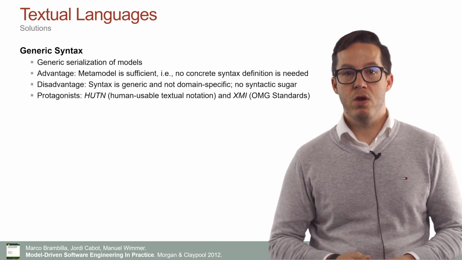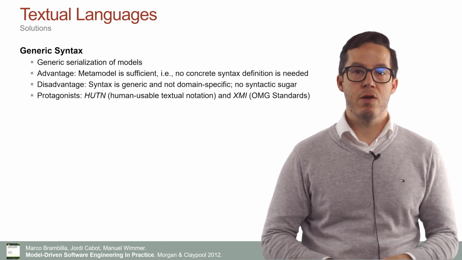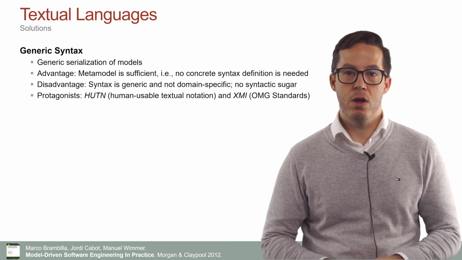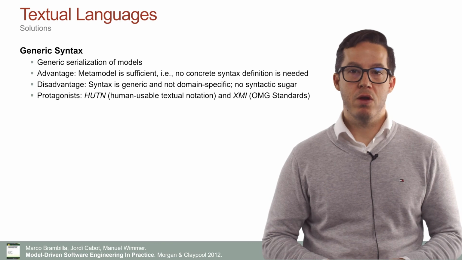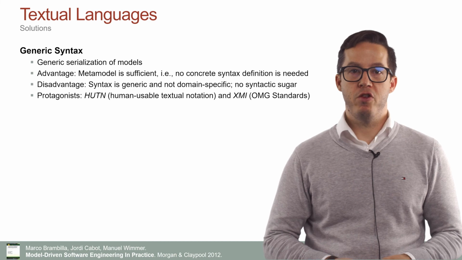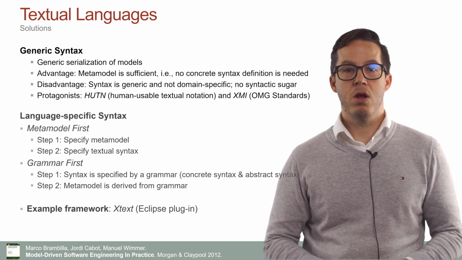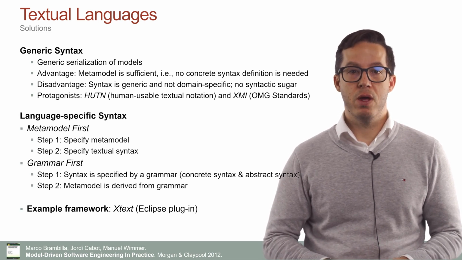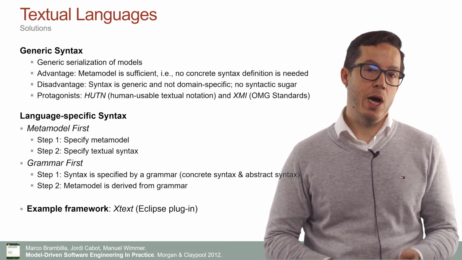Generally there are two different ways or two solutions to that. We can only use a generic syntax where we use a generic serialization of the models like in XMI or in the human usable textual notation. So we don't care about concrete syntax because mostly the models are created and used by machines, and machines use the meta model to communicate with one another. Or the other alternative, we use a language-specific syntax where we can differentiate the meta model first approach. This is the approach that we follow in our class.